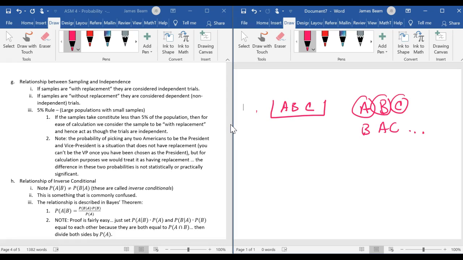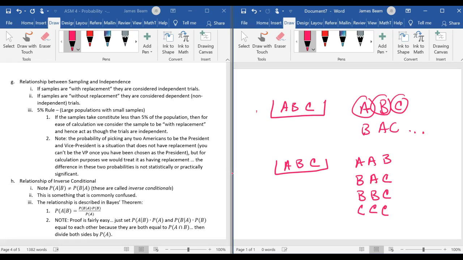If I can replace, then I could get A, B, or B, A, C, or B, B, C. Or I could just get 3 C's. This is where the same thing can come up over and over again. All right, so this has an idea here.